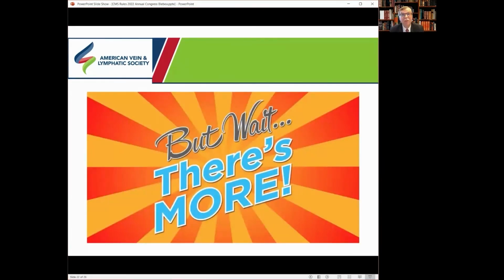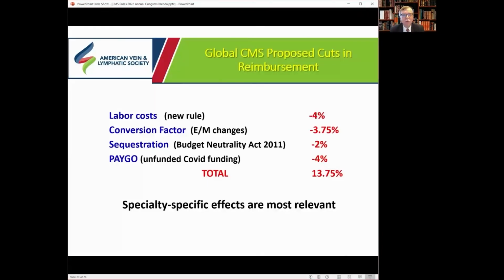But wait, there's even more. We've talked now broadly about the labor cost affecting us at -4%, not just the venous. But there are other associated costs that are going to be cutting in for next year. A conversion factor making up for the increase in evaluation and management codes from next year will induce a decrease of 3.75%. The Budget Neutrality Act, which says that the total budget can't increase, and if it does, everybody gets a 2% cut, affects Medicare.